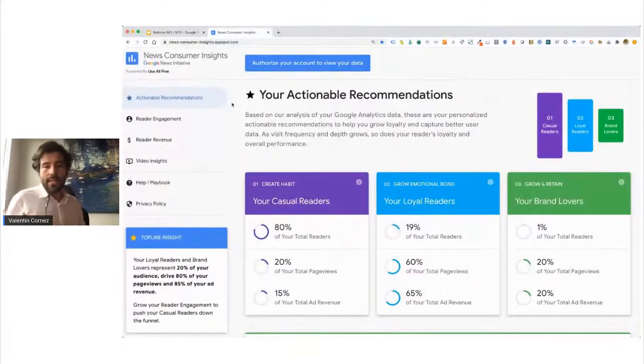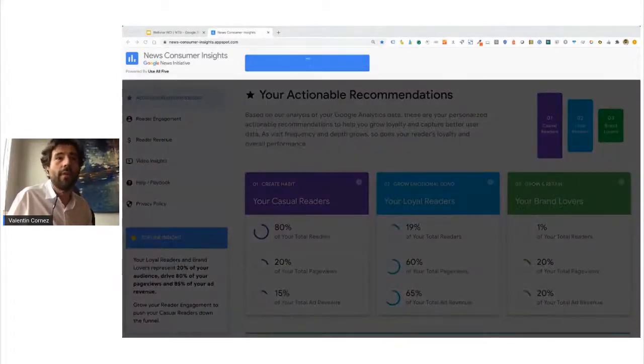So this is NCI. NCI has been designed with simplicity in mind. It's completely free to use. And the only thing you need to use the tool is an email address associated with your Google Analytics account. So how do we navigate the NCI front end? Well, it's pretty simple. You just need to authorize the tool to get access to your Google Analytics account. So I'm going to do that now. I'm going to show you how you do it.